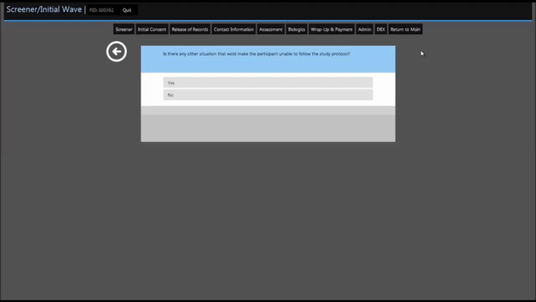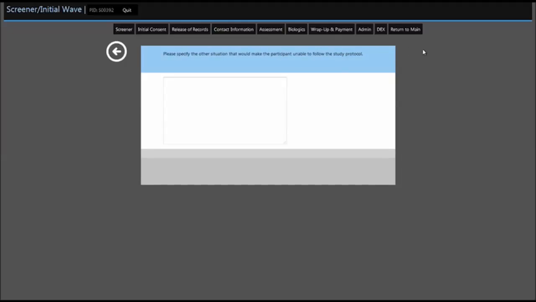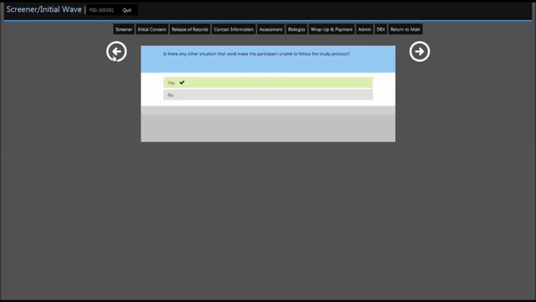So if you do answer that yes, there's another situation that would make the participant unable to follow the study protocol, it takes you to a page where you can document the reason, and just make sure you're really specific here about why you're marking them as ineligible. But if you don't see anything out of the ordinary, you can go ahead and click no here, and it'll take you to the decision page.